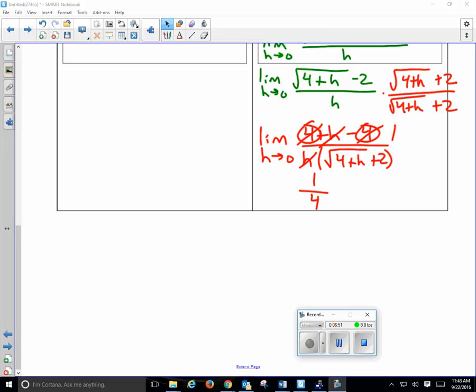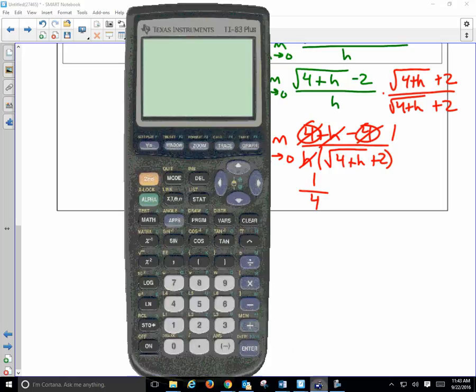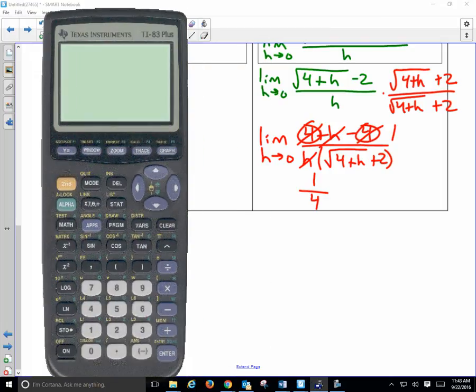Okay, so let's check our answer. Some people forgot how to actually do this during second hour. Make sure you know how to do this. We go into y equals, and you type in the square root of x minus 3. And I'm going to calculate number 6 as it draws a graph.